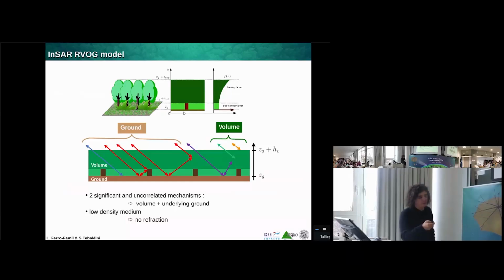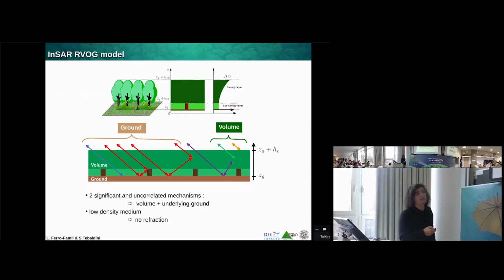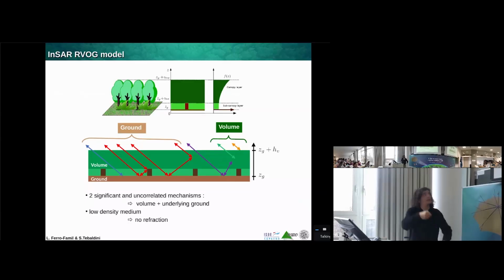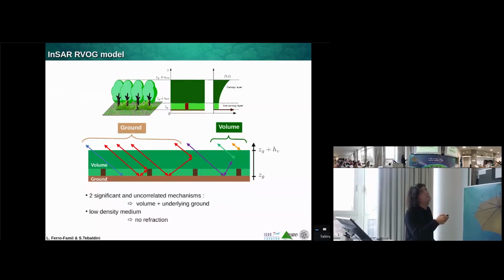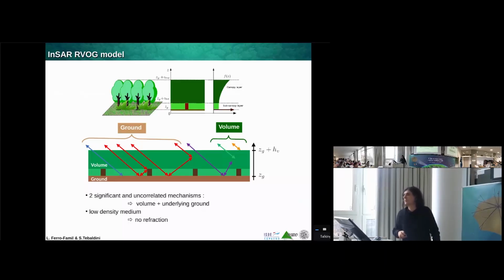One corresponds to the ground, which is indicated here. We consider the ground as a medium you cannot penetrate. So the reflectivity of the medium is zero when you are above or below the ground. So you represent the ground reflection by a Dirac, and the volume depends on your assumptions, on the forest, and on the frequency you are using to perform the acquisitions.